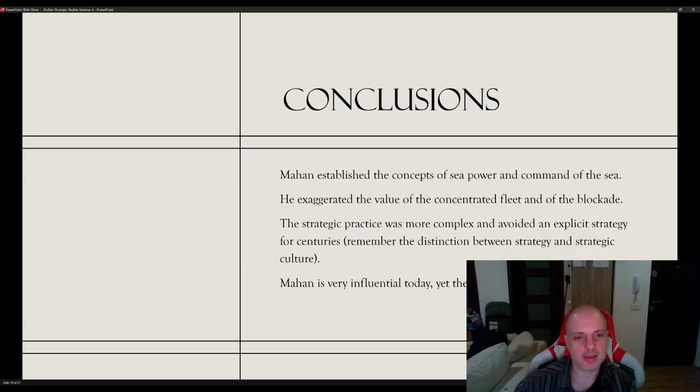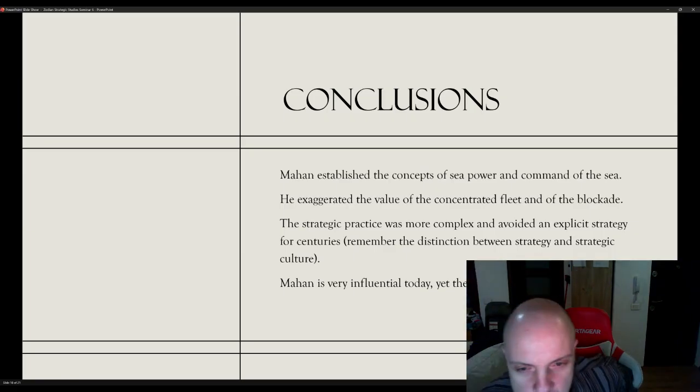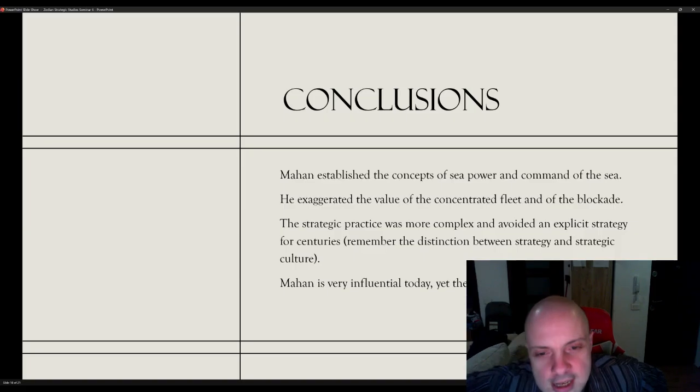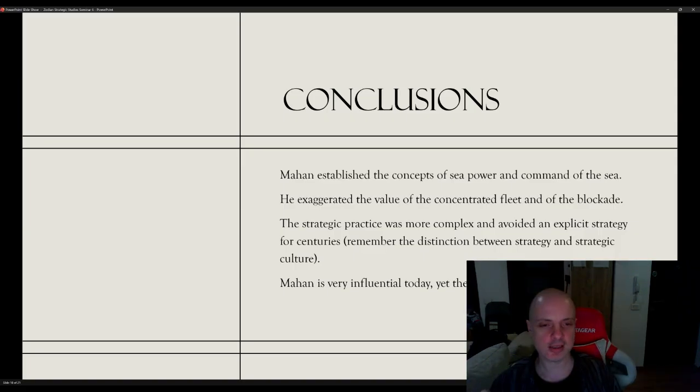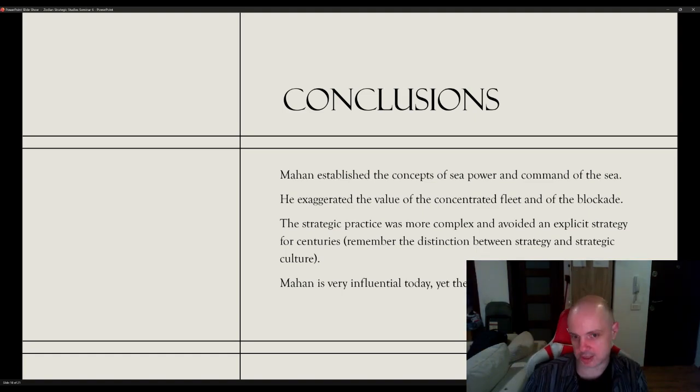Okay, now there are several conclusions. One is that Mahan established the concept of sea power and command of the sea. He probably exaggerated the importance of concentrated fleet and of the blockade, which means there are other sea strategies which are effective and efficient. For example, to rely on submarines, to rely on missiles, to rely now on drones. He literally criticized all fleet dispersion, and he overemphasized big ships instead of smaller engines.